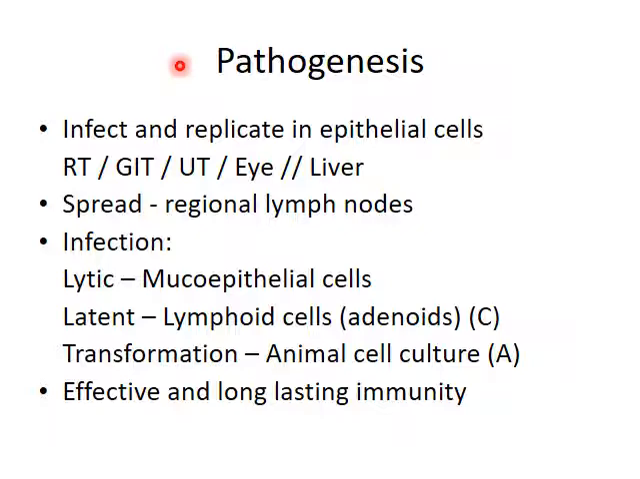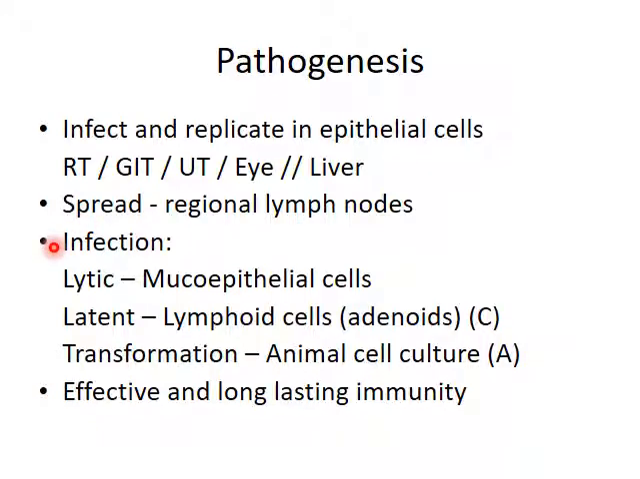Pathogenesis of adenovirus. Now this virus infects and replicates in the epithelial cells of the respiratory system, the gastrointestinal system, the urinary tract system, the eye and the liver. The spread is via the regional lymph nodes.